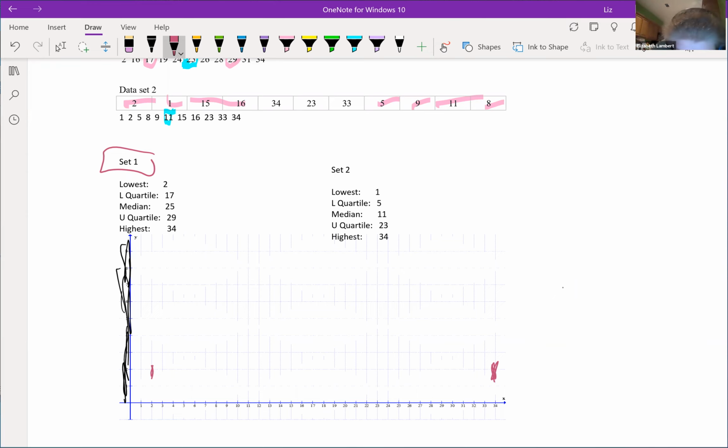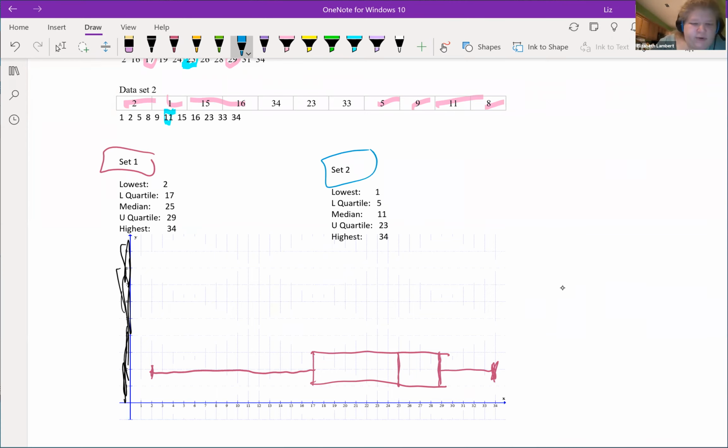All right, now our median of 25. Down here is 17. Up here at 29. Now, some box plots will draw the line all the way through. Meh. So you can. It's not wrong.